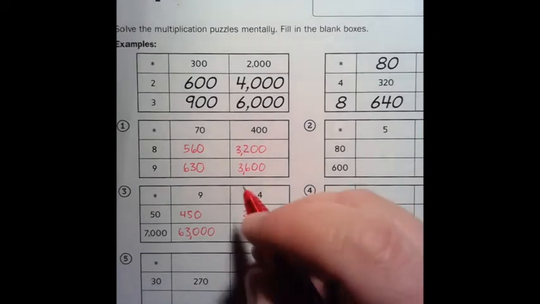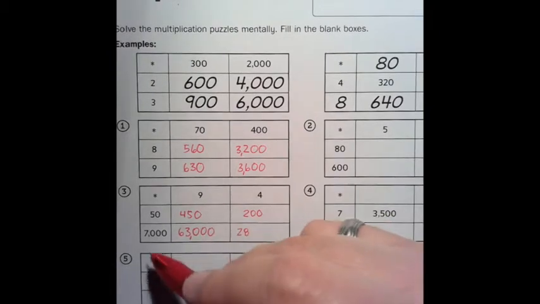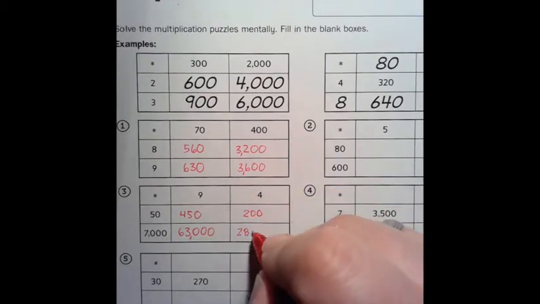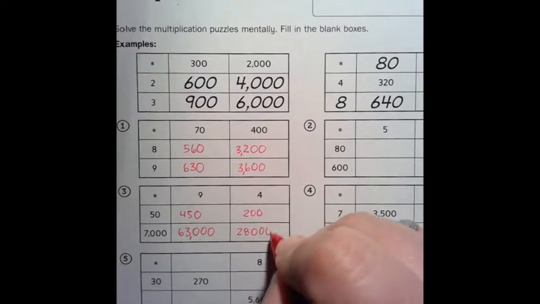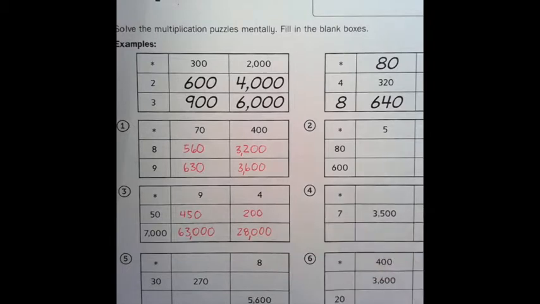4 times 7 is 28. And again, we have 3 zeros in 7,000. So I'm going to add those 3 zeros in and put back my comma for 28,000.